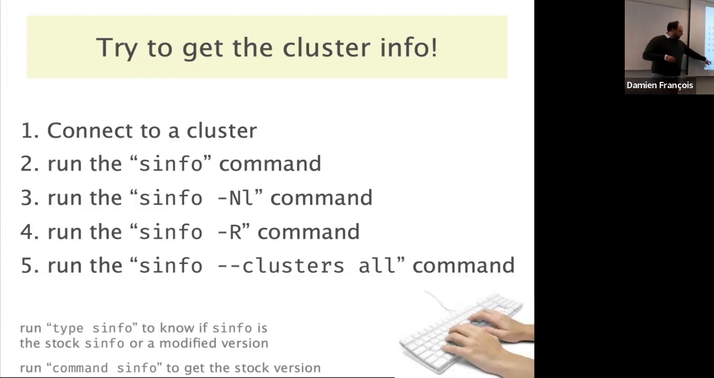As I said earlier, if you want to know if the sinfo command you are using is the basic one, or if it was tailored by your system administrator, you can type type and then sinfo. If it shows you some code, or if it's an alias, it will tell you. And if you are with the output of a modified sinfo command, but you want the stock sinfo command, you can use command sinfo. So this is a bash command that instructs bash to ignore any alias or any function that would be called this way, and just run the executable.